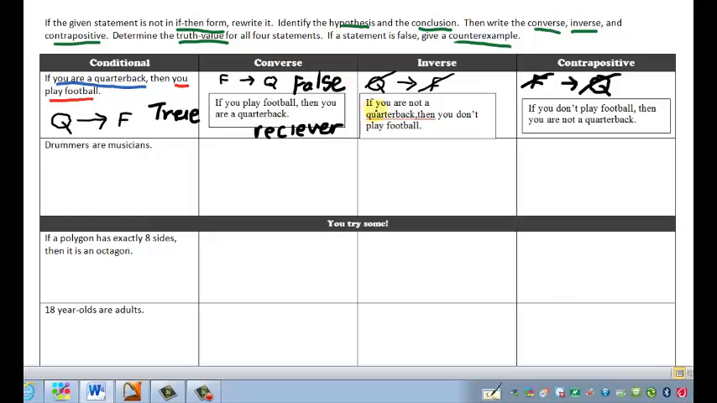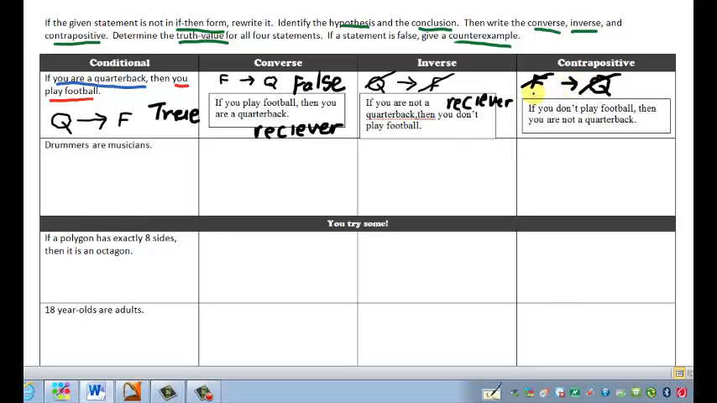All right, now our inverse. If you're not a quarterback, then you don't play football. So anybody qualified as not a quarterback, but you do play football? Of course. So again, we've got the same kind of counterexamples we just listed. Any other position would work. So we can use receiver again here. And I'm spelling this wrong. It's receiver. Somebody should correct me in class tomorrow. First one that comes and tells me I spelled receiver wrong, I'll give you a piece of candy.